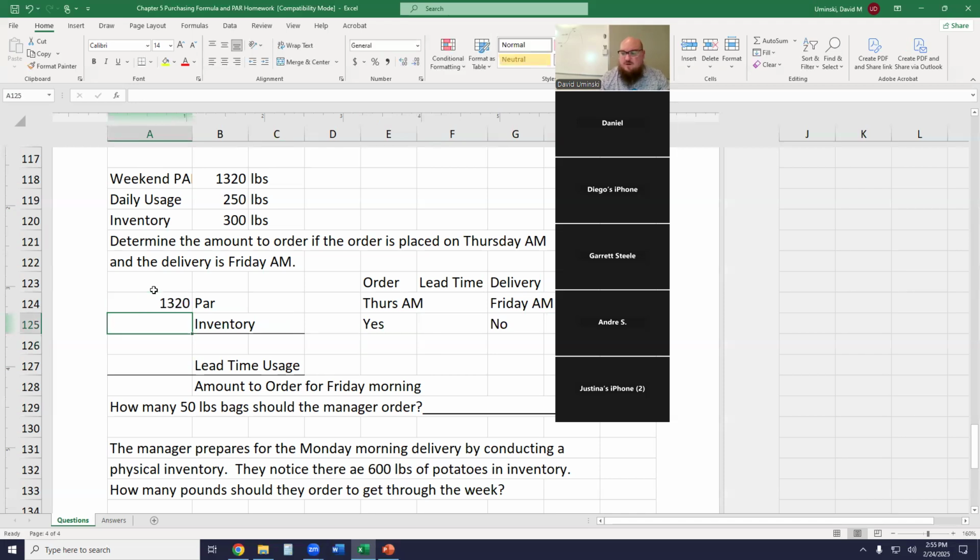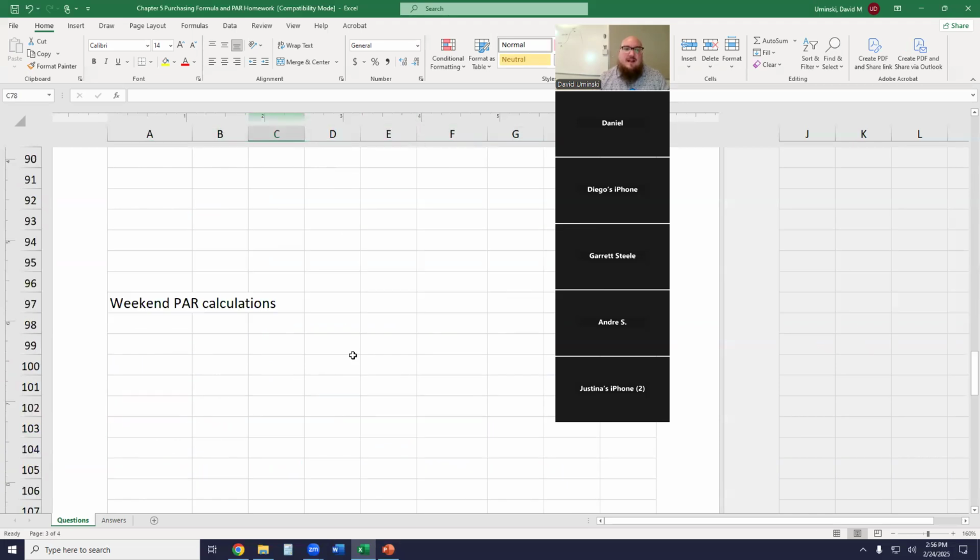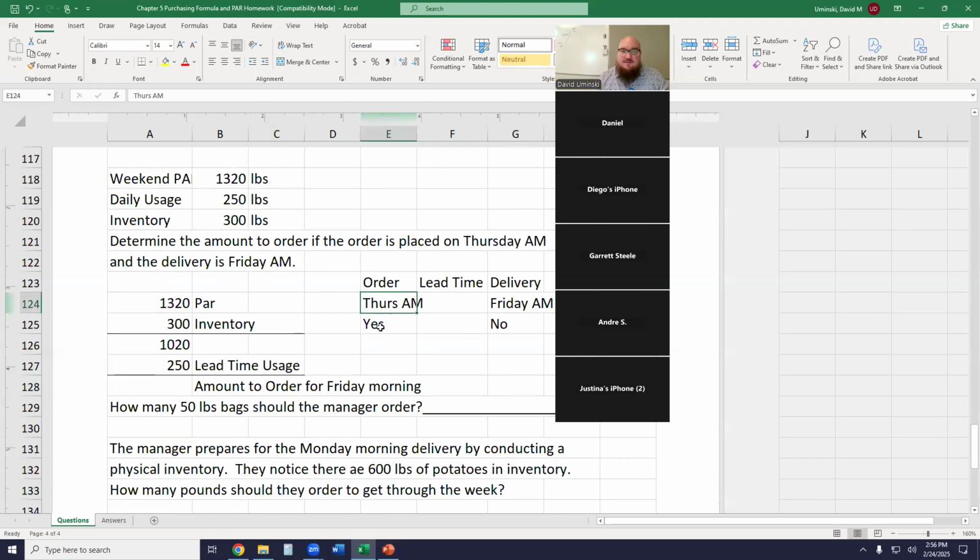So if my par is 1,320, I have 300 in inventory. Subtract those, I should order 1,020 pounds. But because my lead time usage is 250 pounds, remember Thursday is 250 pounds, Monday through Thursday. Okay. So because I'm looking at Thursday usage, it's 250. So the reason why I put this problem in here, you have to think critically. Okay. We're using our weekend par, but we're using our weekday daily usage.